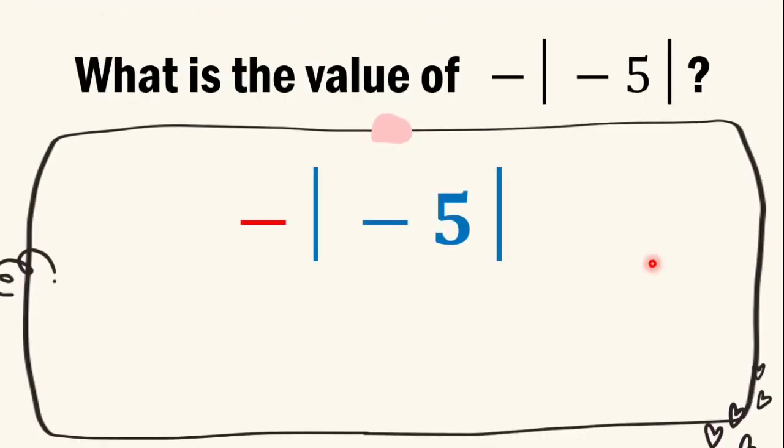So first, let's have the absolute value of negative 5. So what is the absolute value of negative 5? How far is negative 5 from 0? So we have 5. Then we will just copy this negative sign. The negative absolute value of negative 5 is equal to negative 5.